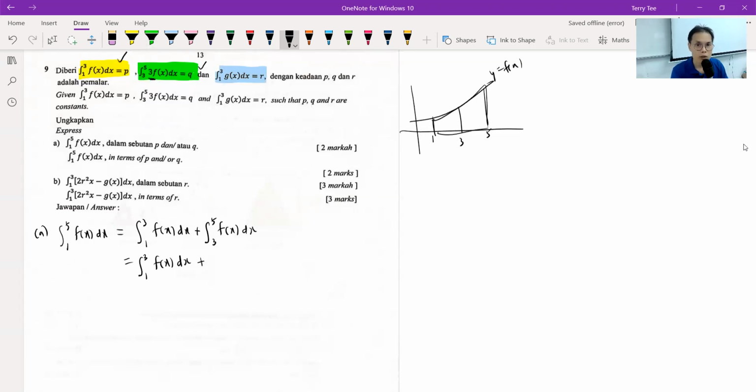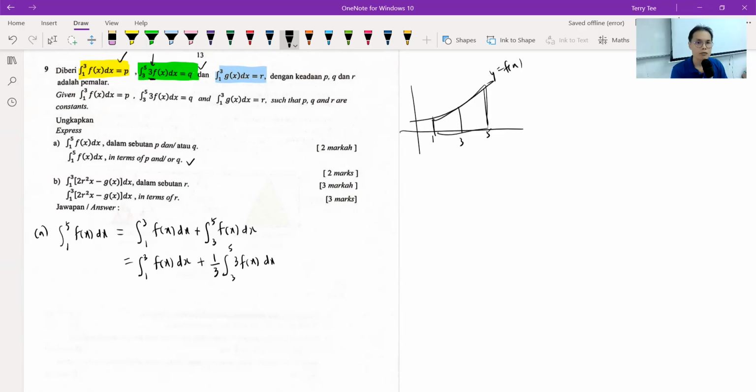So in order to leave your answer in terms of P and Q, I must make sure I have a 3 next to my fx. So what I'm going to do is put a 3fx here. Yep, there's a 3 to 5. And I balance it out by putting a 1 over 3.